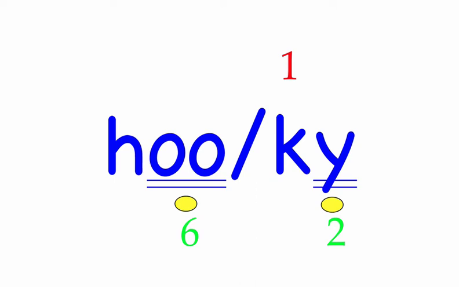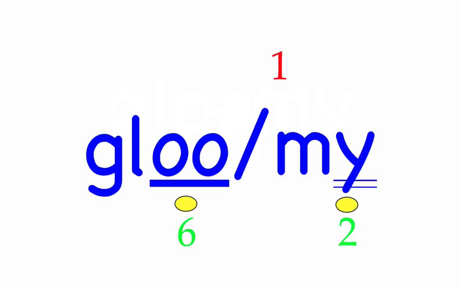Gloomy. Don't be so gloomy. Gloomy. Gloo, 3 sounds: G, ul, oo. Me, 2 sounds: E. Gloomy. Mark the word. Here, OO is representing its first sound, oo, as in the word boot.